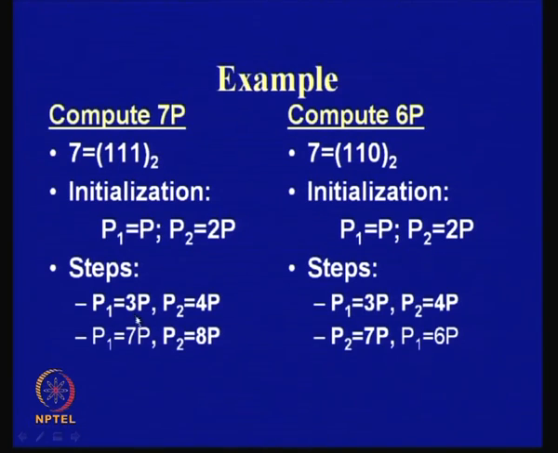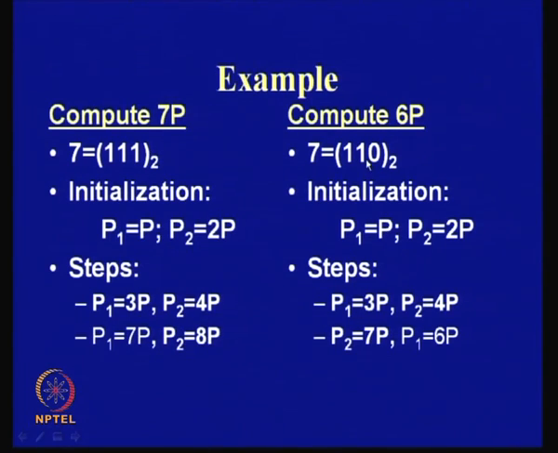So, you see that this is 1. In p1 what are you doing? You are adding p with 2p, you are getting 3p. What about p2? P2 you are doubling. Next time you are again getting a 1. So, again in p1 you are adding 3p plus 4p, 7p, and p2 you are doubling, that is inconsequential in this case.